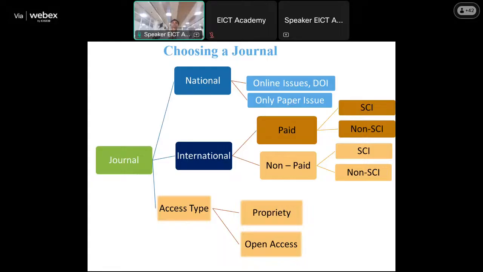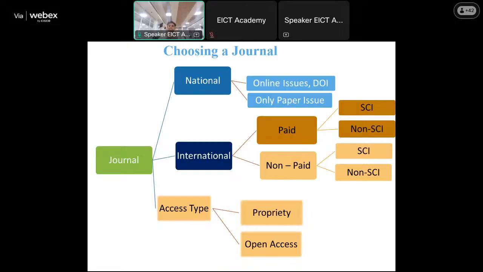Now think about choosing a journal. Journals are mainly categorized as either national or international. Whether national or international, again, it can have a DOI or be non-DOI. I have already mentioned DOI. The DOI concept is the digital object identifier, meaning each article has a specific ID through which it is identified. So definitely you need to prefer a DOI based journal.